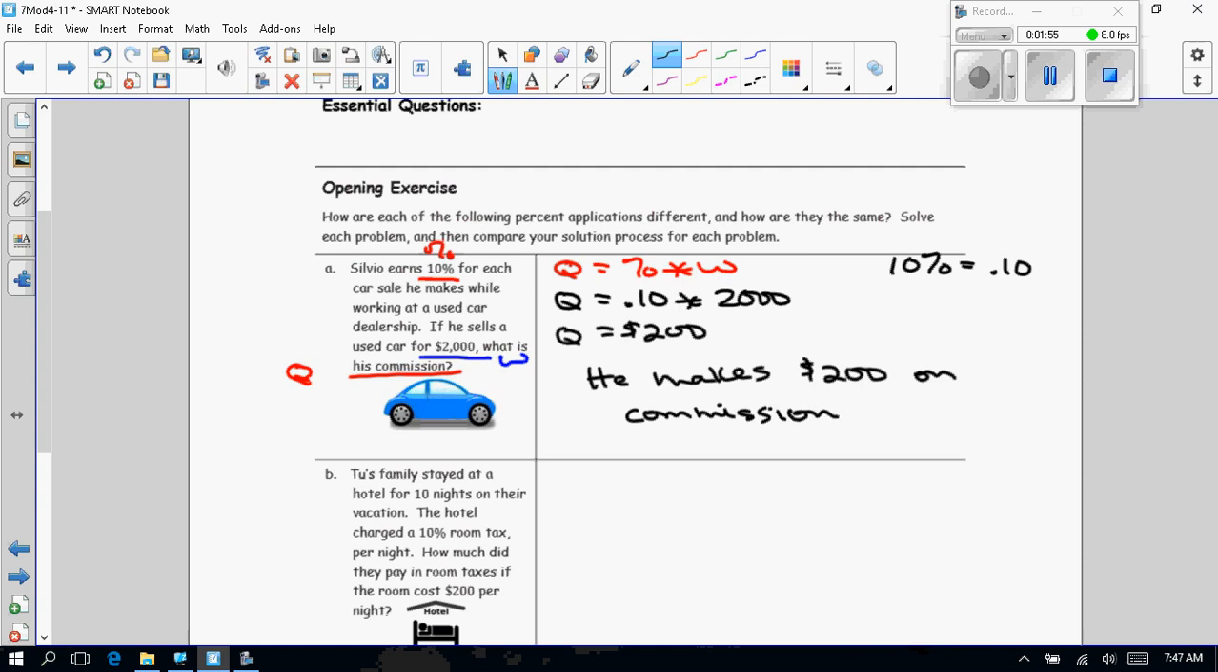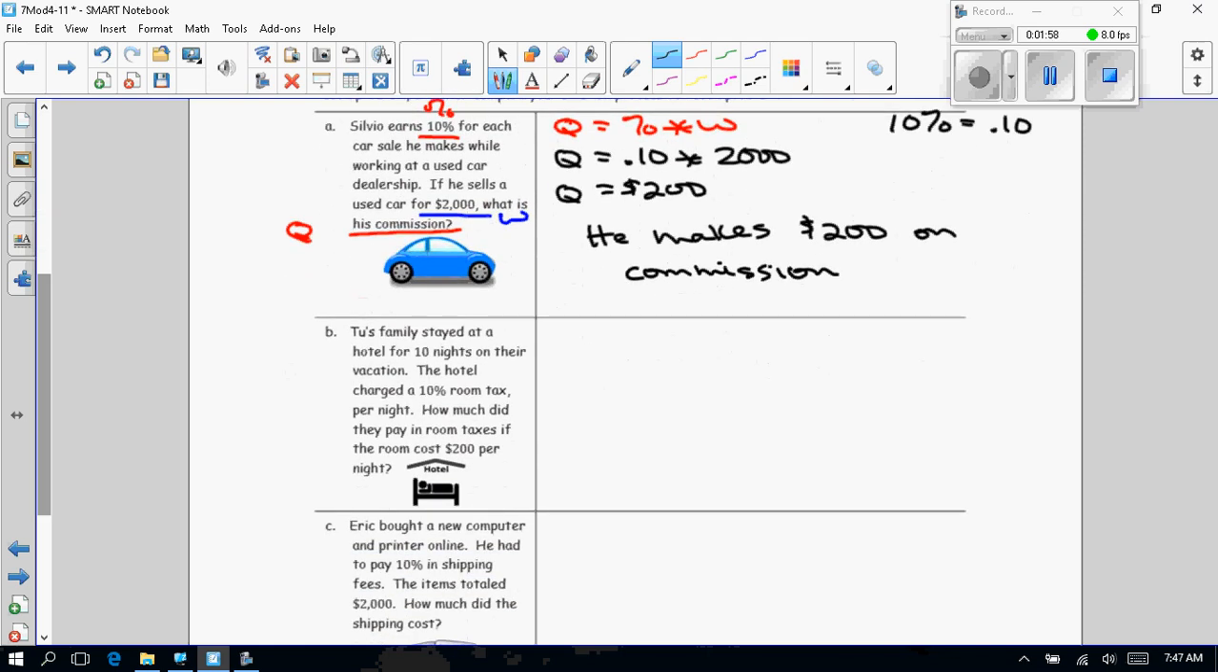That's why the salesmen are always coming after you saying, hey, I can help you, because they're going to make money. All right, Tu's family stayed at a hotel for 10 nights, right, on their vacation. The hotel charged a 10% tax per night. How much did they pay in taxes if the room was $200 per night? Okay, so we have $200 for every night, $200 per night. And how many nights is he doing this? He's doing this for 10 nights, right?